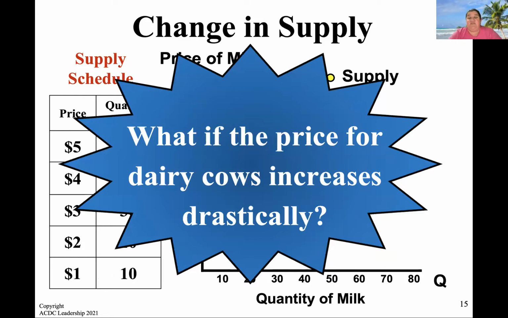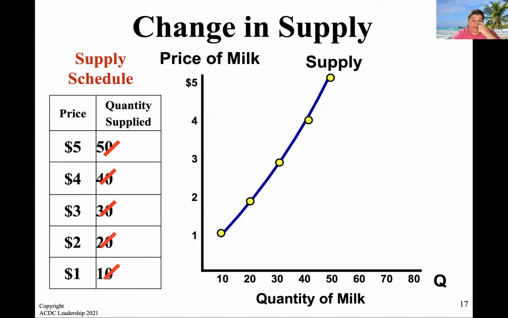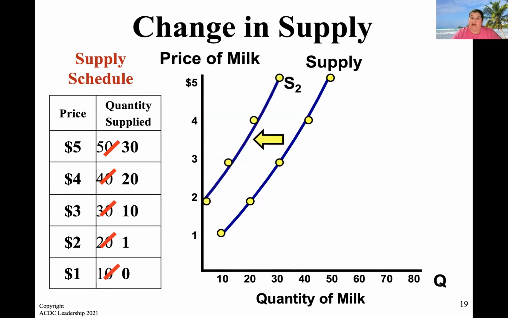What if the price for a dairy cow increased? What if buying cows, I'm a dairy farmer and I have to buy cows to run my dairy farm. And what if now all of a sudden, for whatever reason, the price of a dairy cow just shoots up tremendously? How does that affect our supply curve? Well, what's going to happen now is that it's actually going to cause a decrease because cows are more expensive.